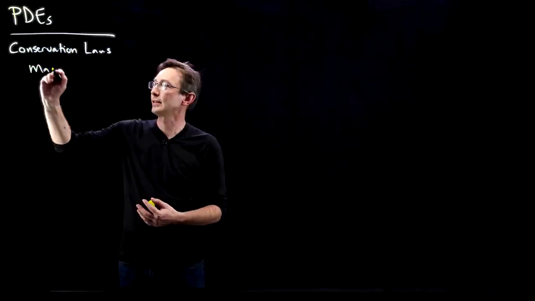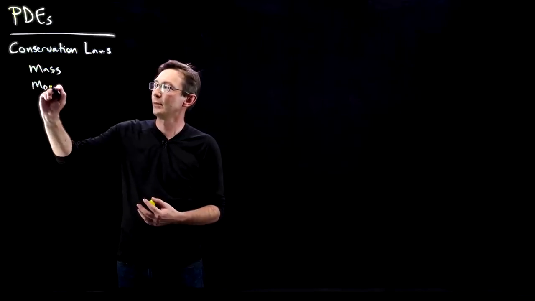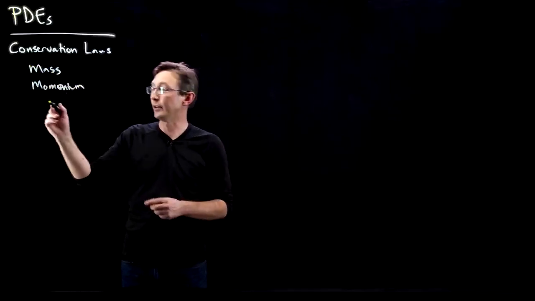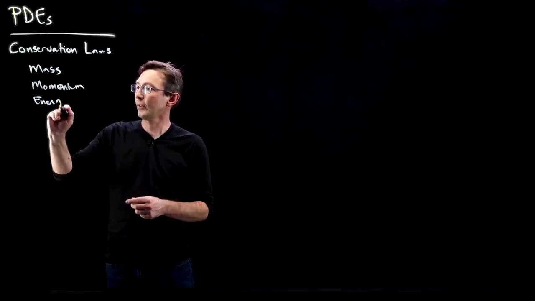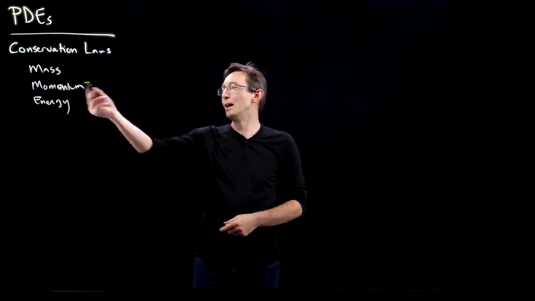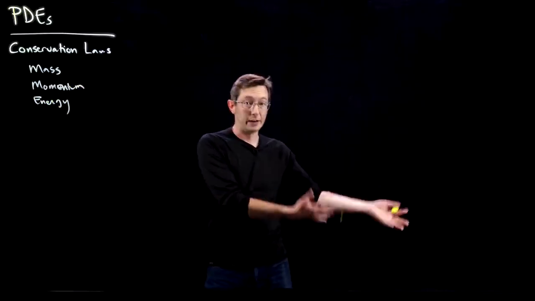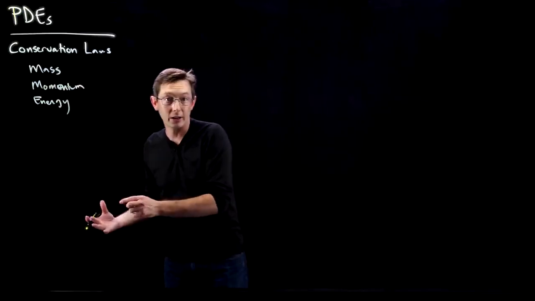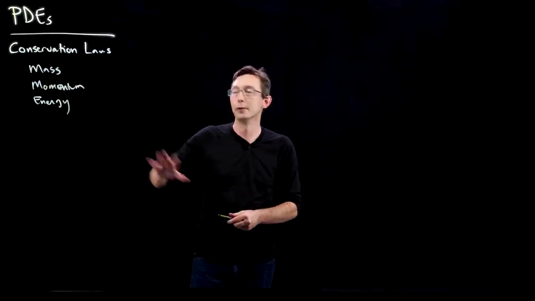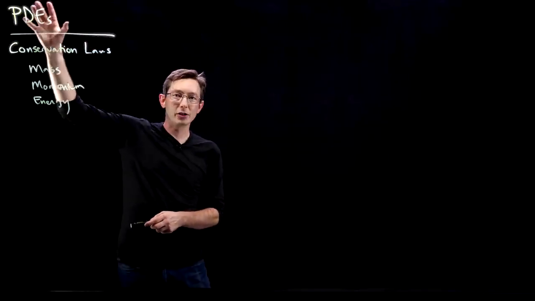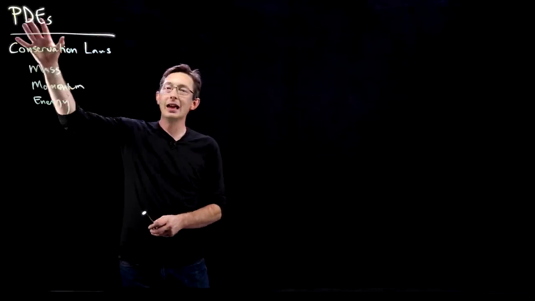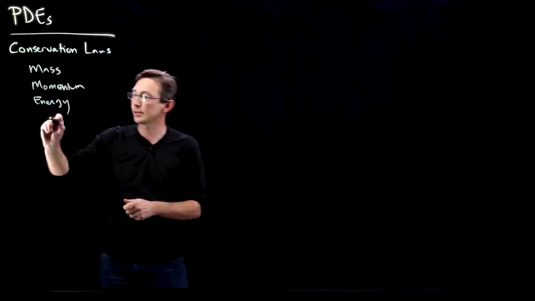So let's say mass, momentum, and energy. For example, momentum conservation in a fluid is the Navier-Stokes equations. Mass conservation is the continuity equation, and so on and so forth. So we're going to essentially learn how vector calculus is the language of partial differential equations.